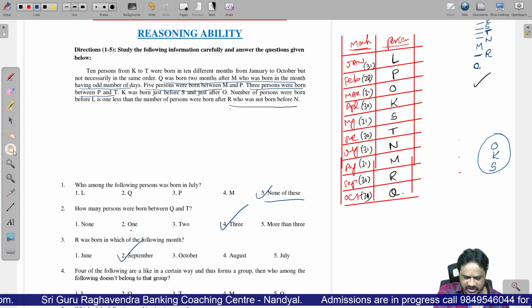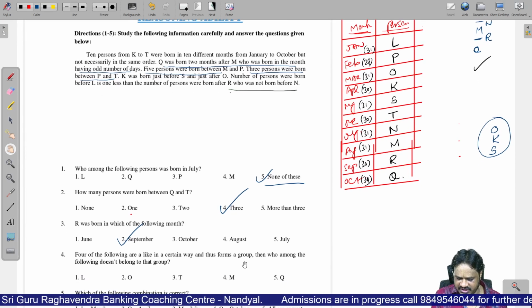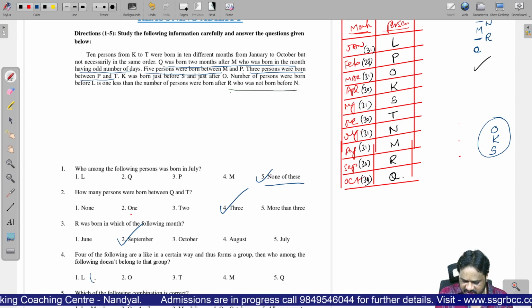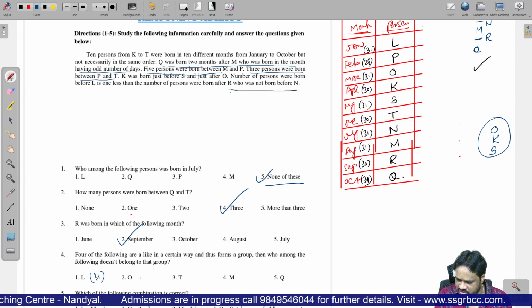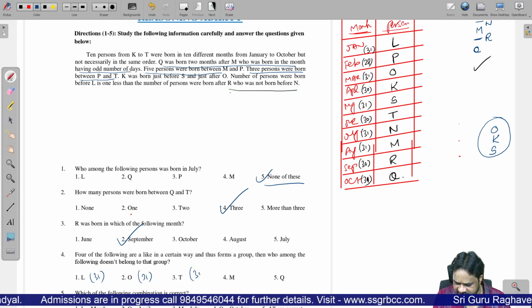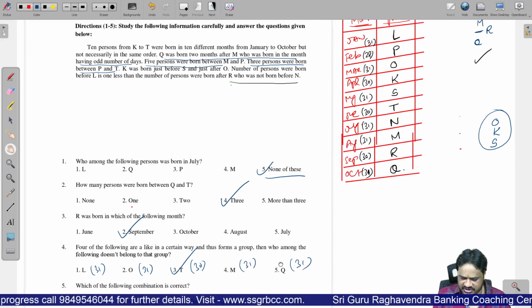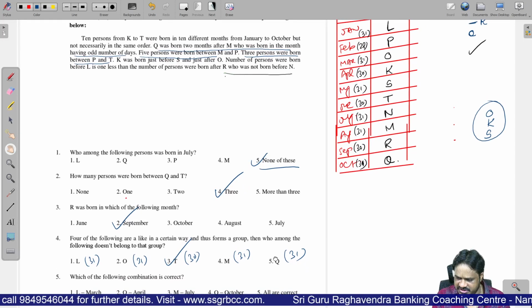4 of the following 5 are alike in a certain way and hence form a group. Which is the one that does not belong to the group? See here, L is born in the month having 31 days, whereas O is also 31 days, whereas T is 30 days, M 31 days, Q 31. So T is the odd one out. Next one, which of the following combinations is correct?